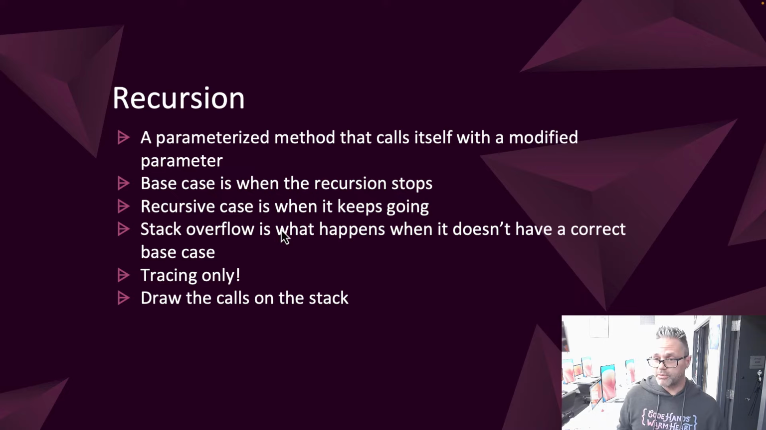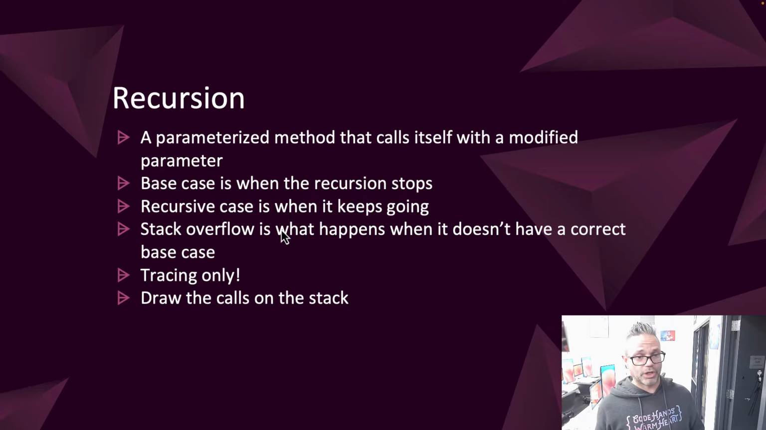Recursion. I want to call something with myself. So a parameterized method that calls itself with a modified parameter is the big thing we have with this. Base case is when recursion stops. The recursive case is when we keep going. And the Stack Overflow is not just a website. It's what happens when we don't have a correct base case and it keeps going, and crashes.